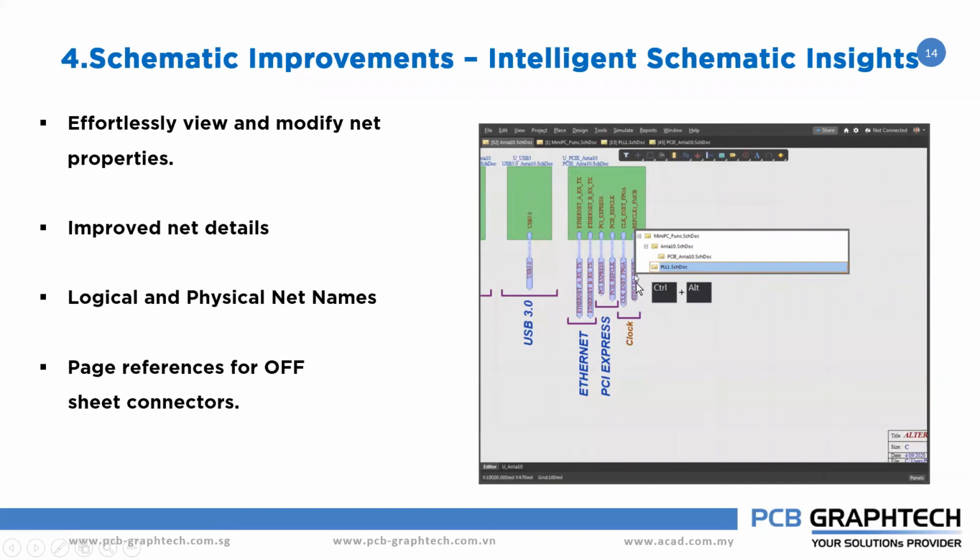For example, if I go to this off-sheet connector, it is automatically showing what other sheets the net is connected to. If you want to see a particular sheet, you click on the sheet. It will automatically take you to that sheet and highlight only that particular net you want to see. It will show the physical and logical net names. So it's very easy to see now.